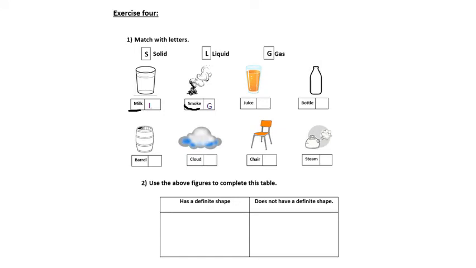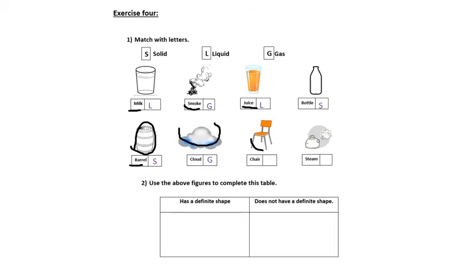I'm sure that you all enjoy drinking juice, right? So it's a liquid. We have a bottle. The bottle, is it liquid, solid, or gas? It's solid. We have a barrel. Can you see the barrel? What do you think? Is it solid, liquid, or gas? Yes, it's solid. The clouds. Clouds are gases. Cloud is a gas, okay?